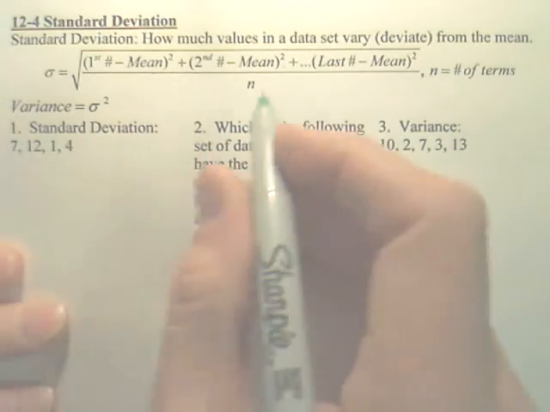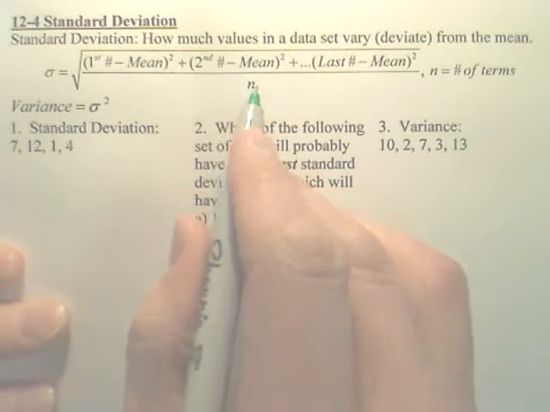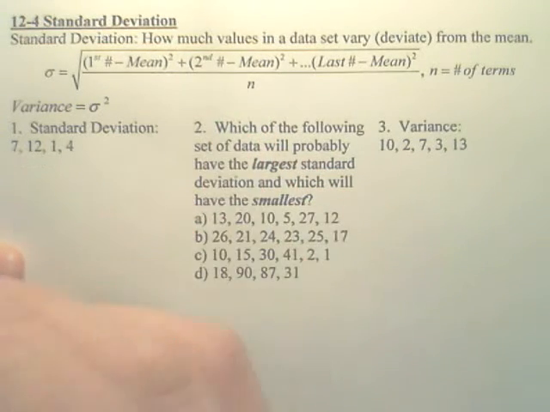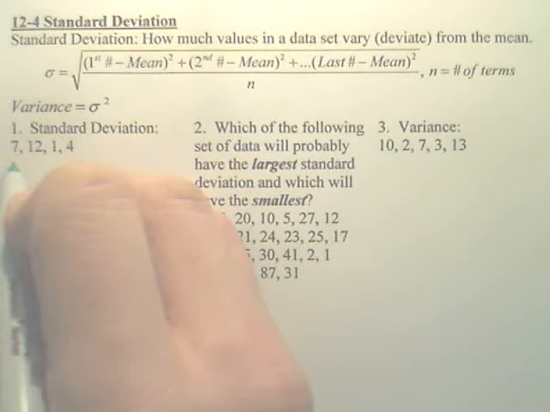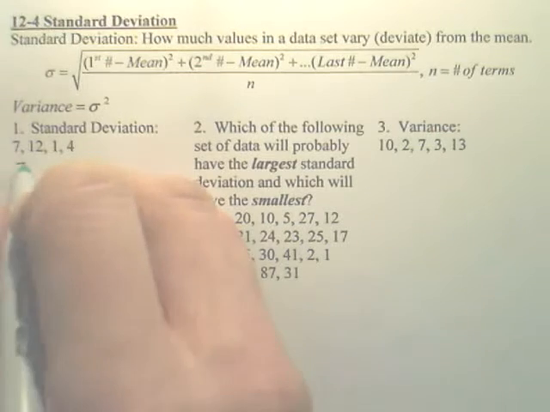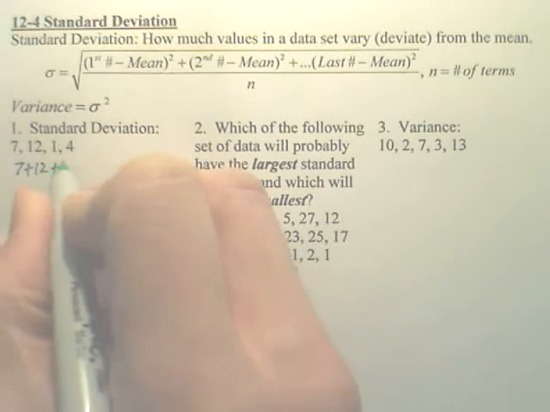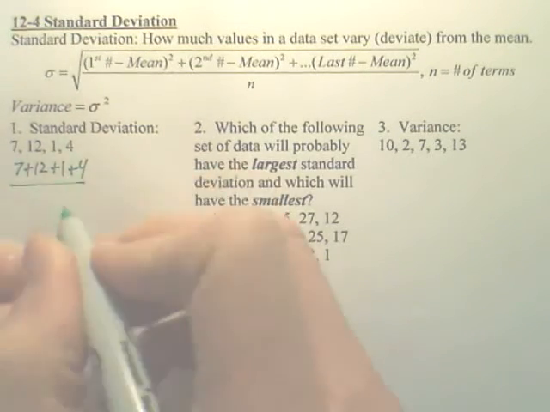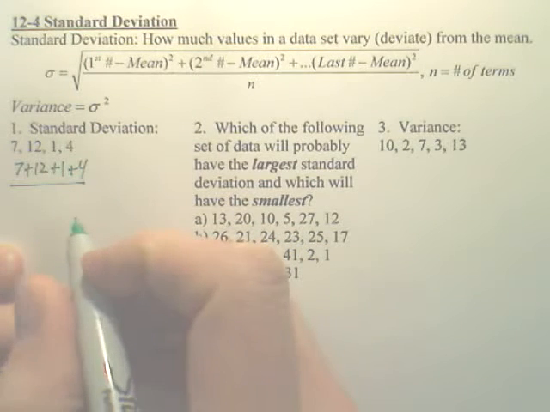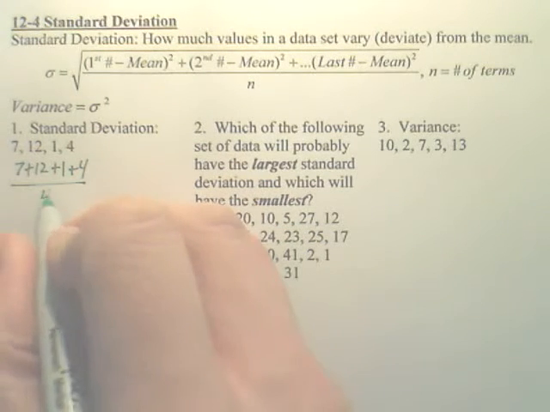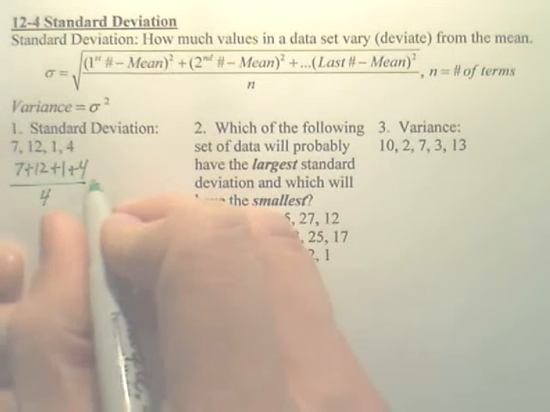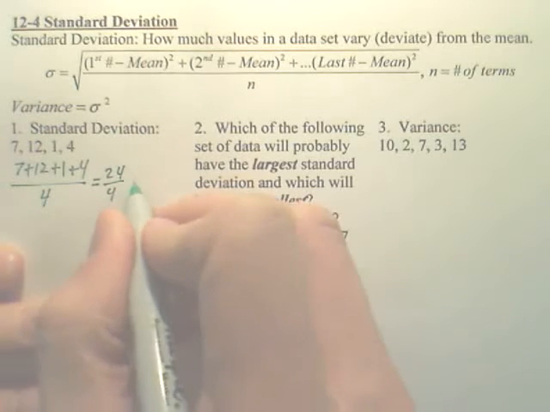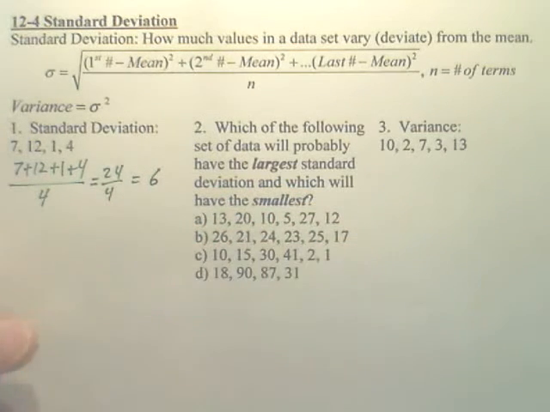So for standard deviation, you first need to find the mean and how many terms you have, and then you follow the formula. To get the mean, we do 7 plus 12 plus 1 plus 4, and what do we divide by? 4. Mean is average, and what you do for average, you add them all up, divide by how many. So when you add that all up, you get 24 over 4, which is 6. So your average is 6.